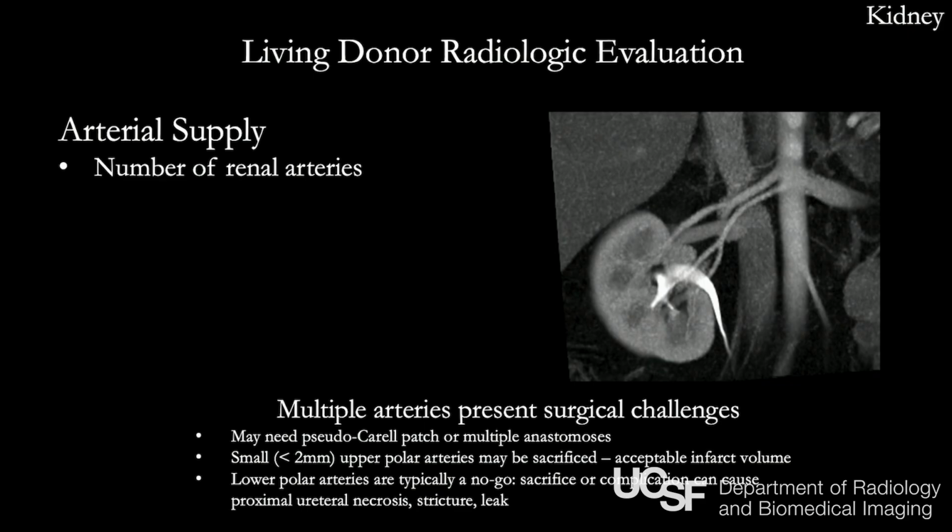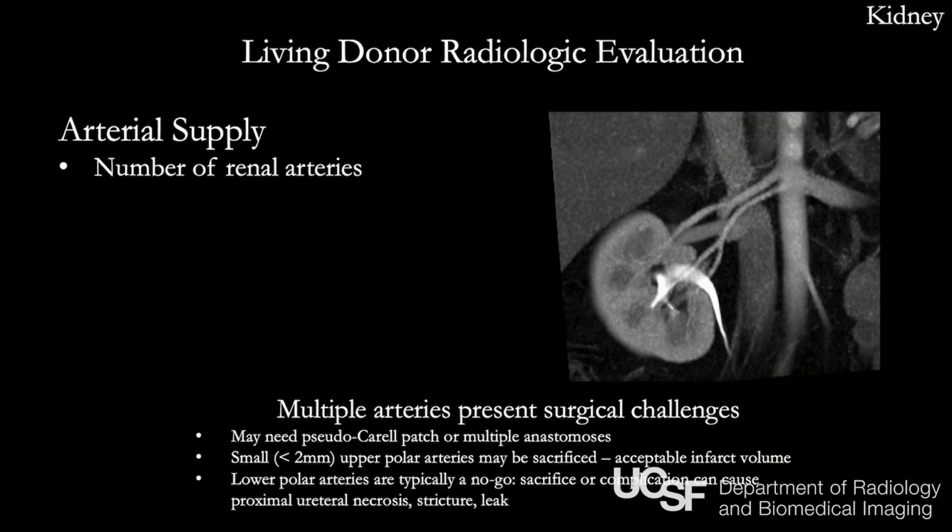Multiple arteries present a surgical challenge. Again, if you're trying to make multiple anastomoses during warm ischemic time, this will lead to delayed graft function and other kinds of outcome challenges. You may need a pseudocorel patch from a vein segment or multiple anastomoses.